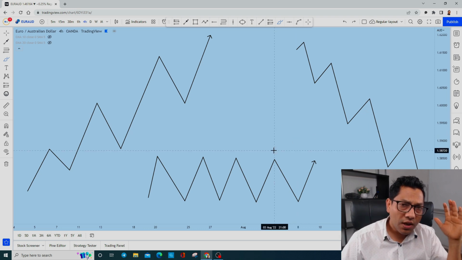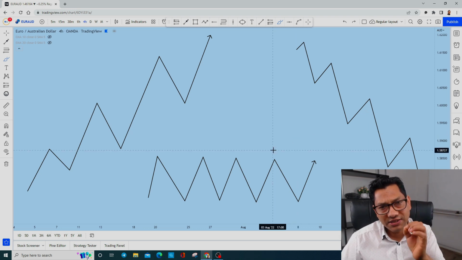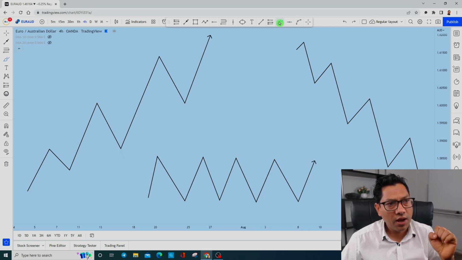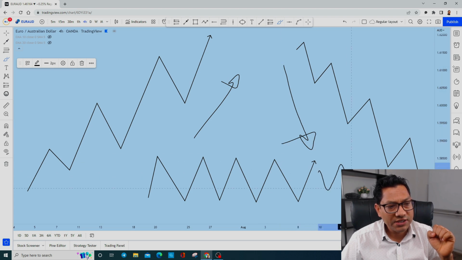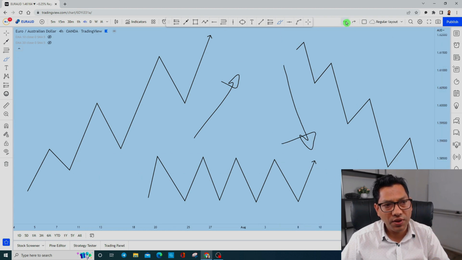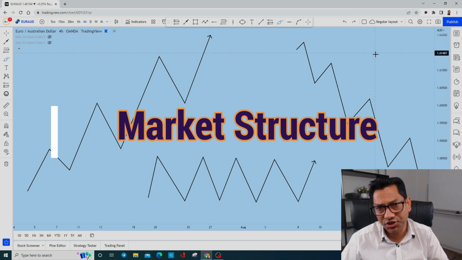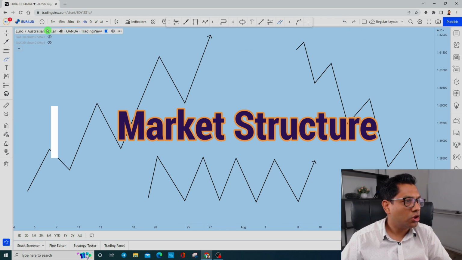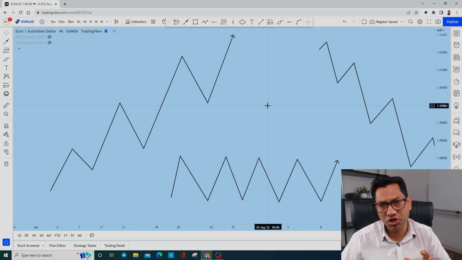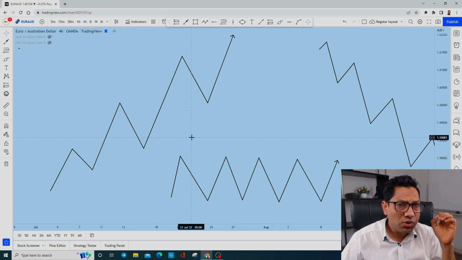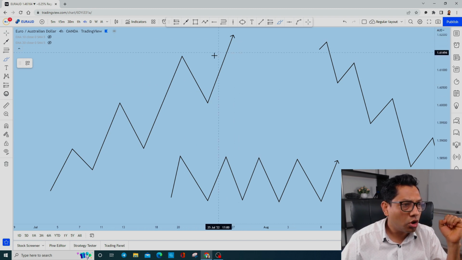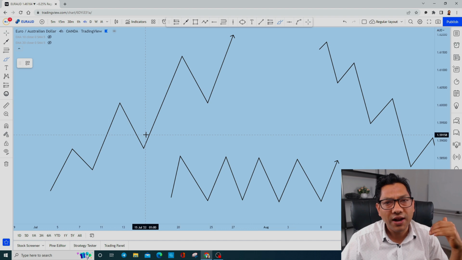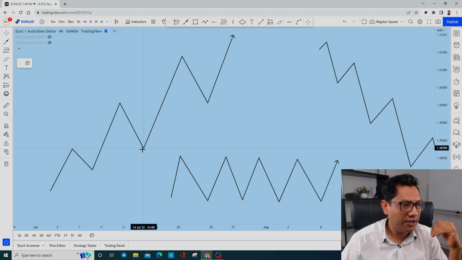See, the only way you can understand whether a market is going up, coming down, or moving sideways is from the market structure. Okay, always keep that in mind. So how do you read a market structure? Once you open the chart, you see the market is like that. That's how the market moves. This is the language of the market.